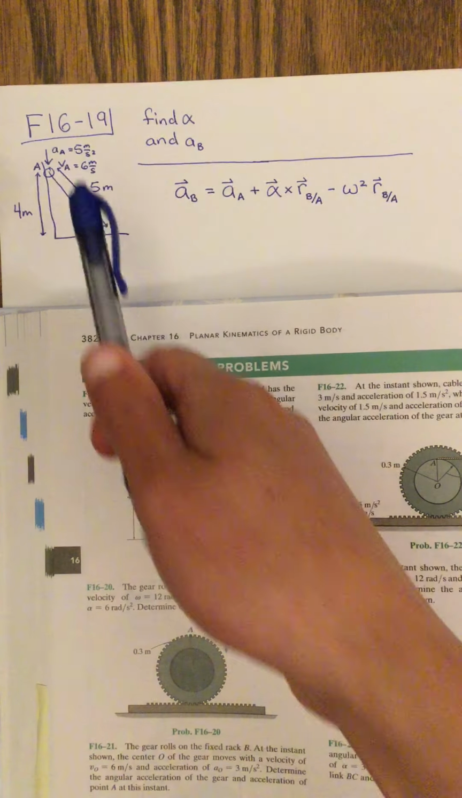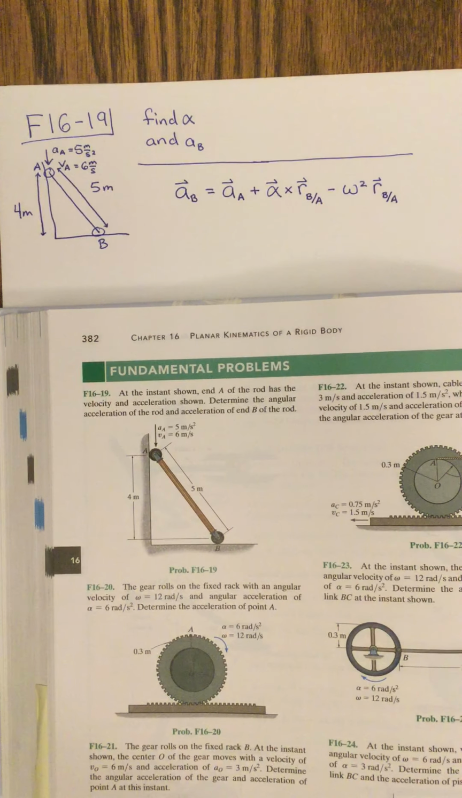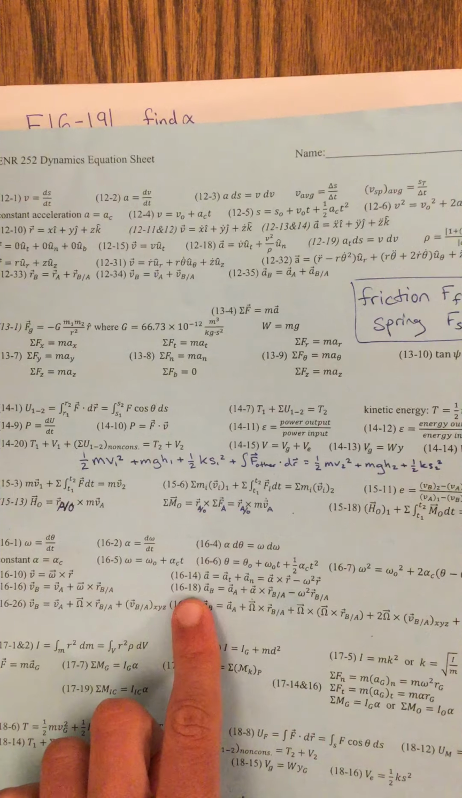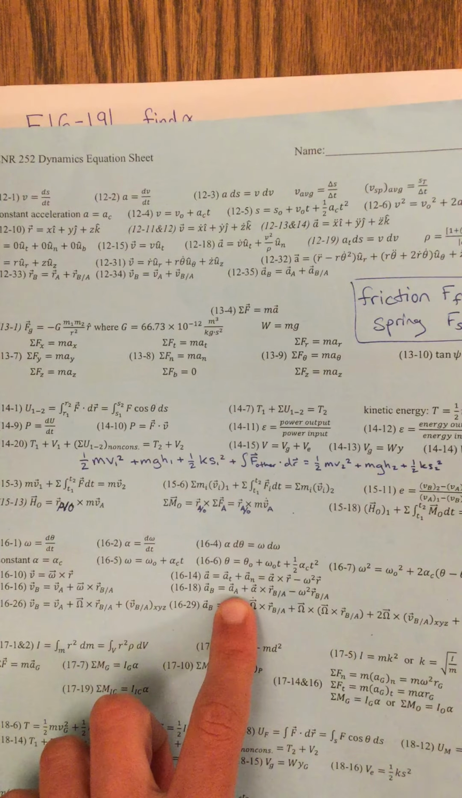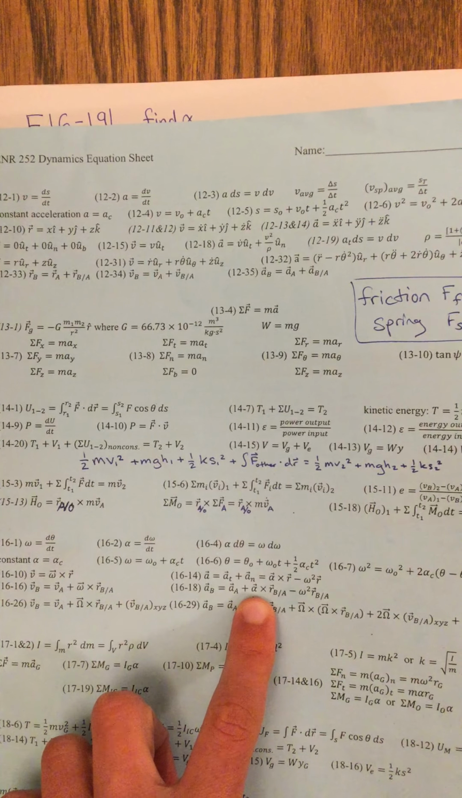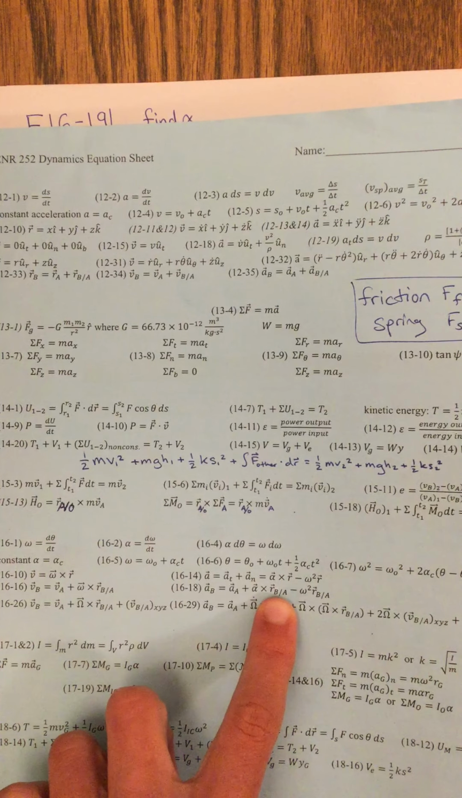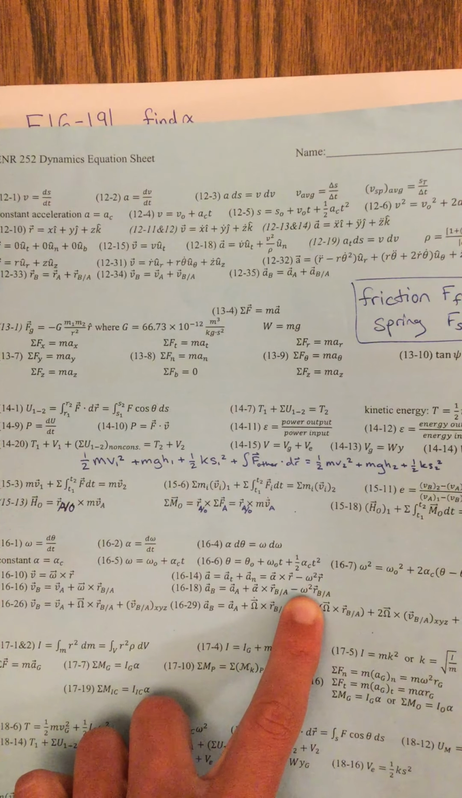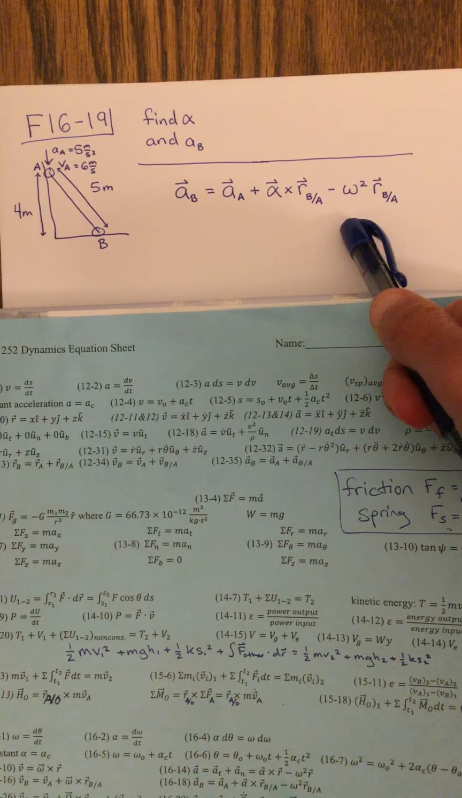So we have the acceleration of point A and the velocity of point A given to us. And we are going to use equation 16-18, where we have the acceleration of point B is equal to the acceleration of point A plus the angular acceleration of the rod crossed with the position of B with respect to A, minus the angular speed of the rod squared times the position of B with respect to A. So we have that equation here.